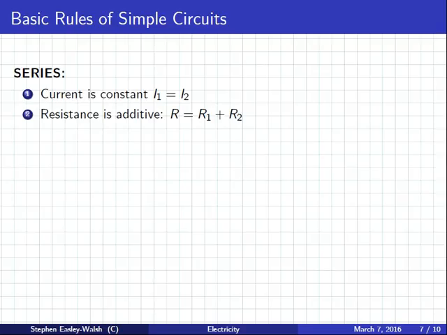So the current, not only is it the same at ammeter 1 and ammeter 2, but it doesn't change as well? Oh, you mean if you stick a resistor in the middle? The current will change, but it will change on both of them. If you come along and stick a resistor in the middle, they'll both change together. Okay, resistance is additive.